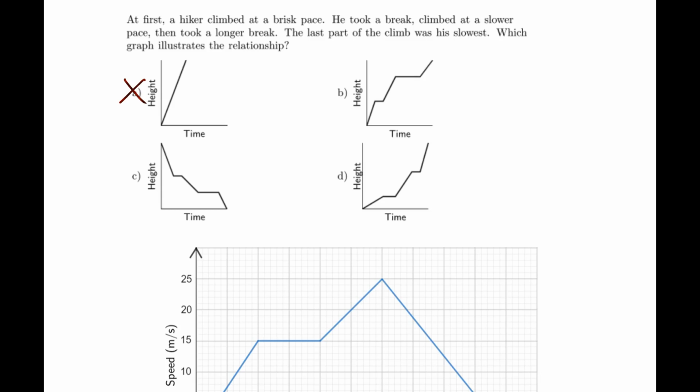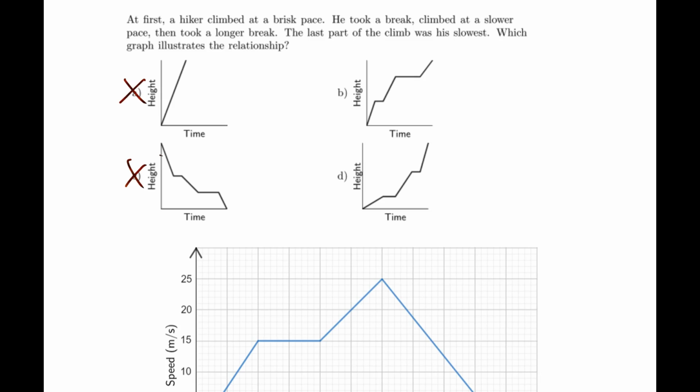At first, a hiker climbed at a brisk pace. Well, he's at the top of the mountain right here, and he's coming down. He's not climbing. He's coming down the mountain. That's wrong. So B. Which graph illustrates the relationship?